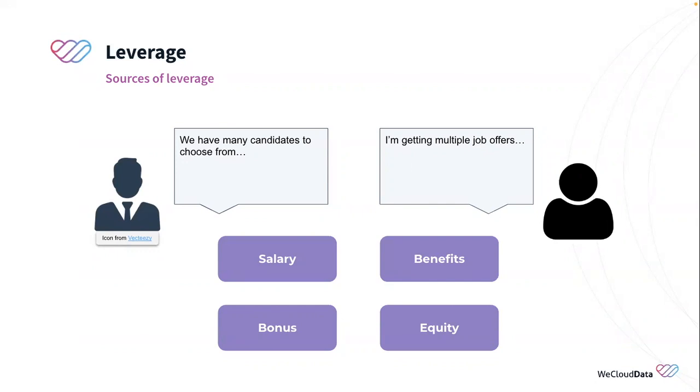So if you're applying to multiple places and you have offers coming in from multiple places, then you can use one offer as leverage for negotiating up your salary for another job offering company that you're actively looking at as well. Okay, so leverage covers both sides, and it's very important when it comes to negotiation and getting better things.